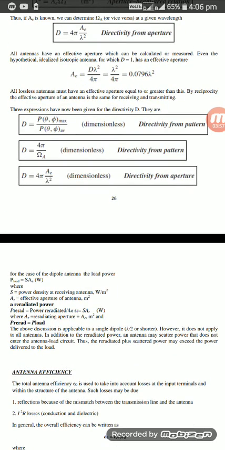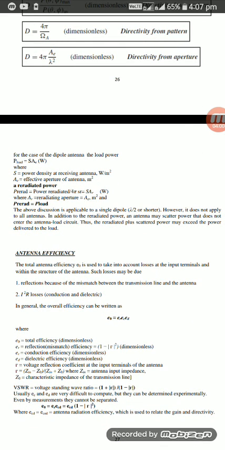Okay, next, antenna efficiency. Antenna efficiency is the same: E naught equal to ER EC ED. So this E naught is the total efficiency, ER is the reflection efficiency, 1 minus modulus of R square. Okay, EC is the conduction efficiency, ED is the dielectric efficiency, R is the voltage reflection coefficient at the input terminals of the antenna. R equal Z in minus Z naught by Z in plus Z naught, where Z in is the antenna input impedance and Z naught is the characteristic impedance.